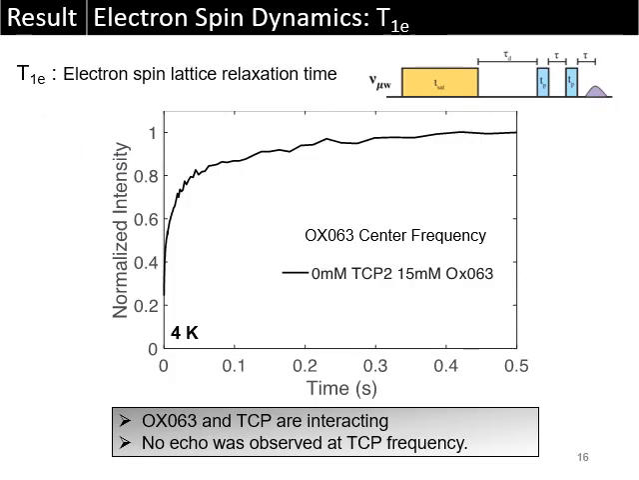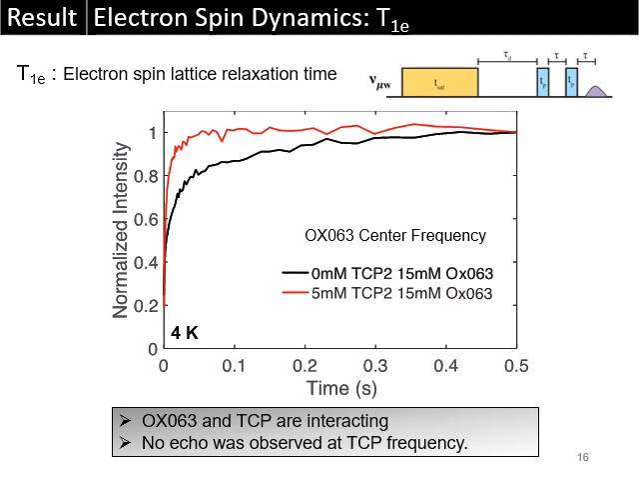To solve this puzzle, we used our high field pulse EPR setup to measure the electron spin dynamics. First, we measured T1E at the trityl center frequency of 15 millimolar trityl in DNP juice at 4 Kelvin. And we measured a T1E of 15 milliseconds for trityl. When we add 5 millimolar of TCP, the T1E of trityl decreases significantly.